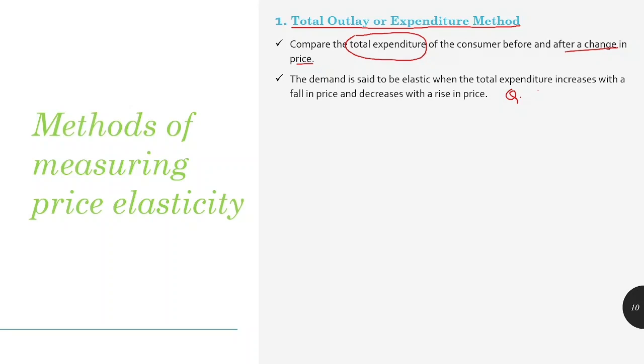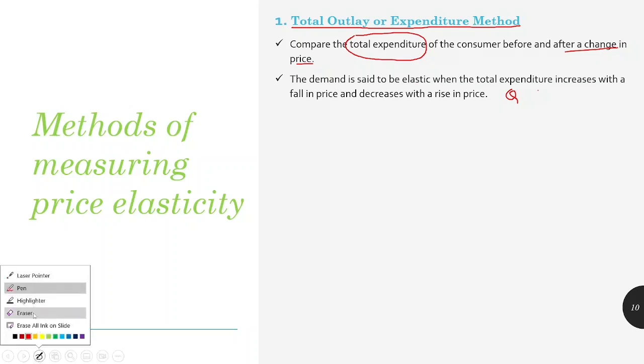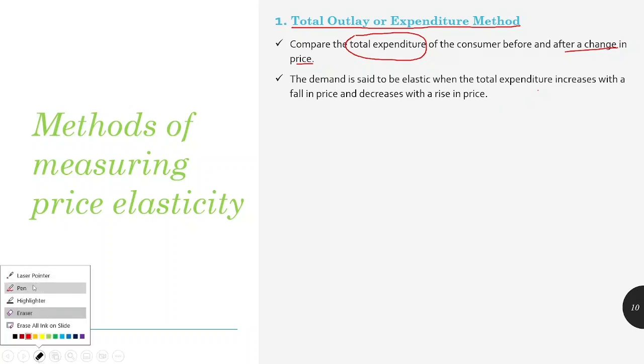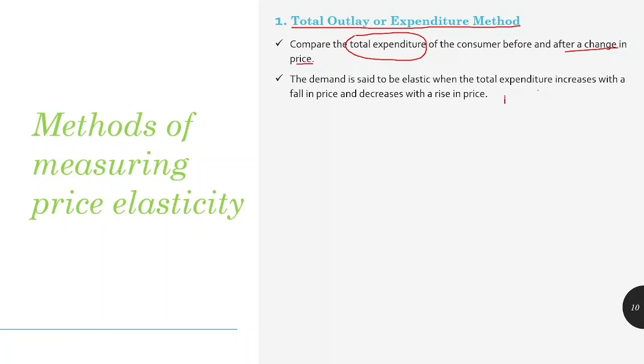So the demand is said to be elastic when the total expenditure increases with a fall in price and decreases with a rise in price. Suppose the price of a certain good decreases and the demand is elastic. So what will happen is the price decreased, so you will buy more quantity of that good. So you are spending more money on that good. Therefore, there is an increase in expenditure with a fall in price, and vice versa. Okay. I hope you got the concept.